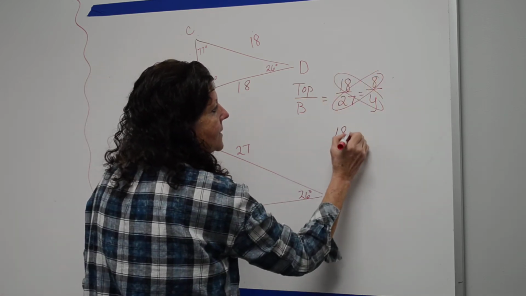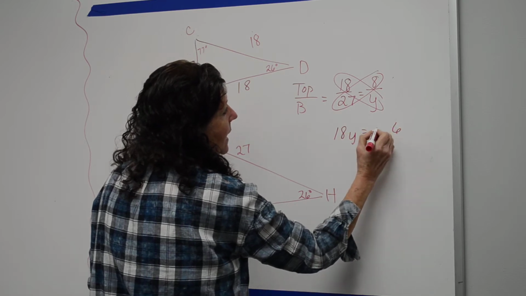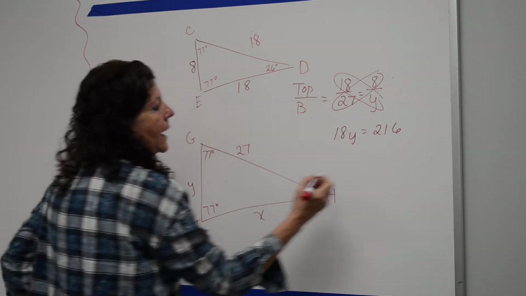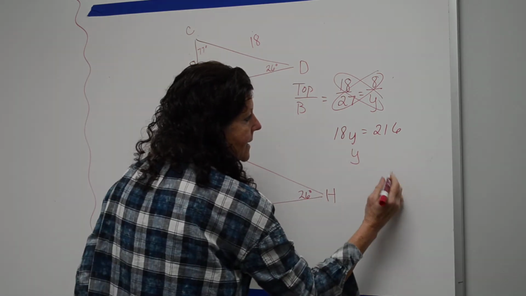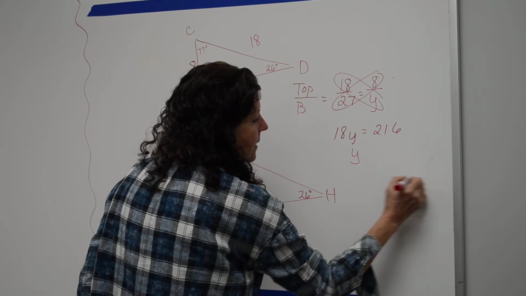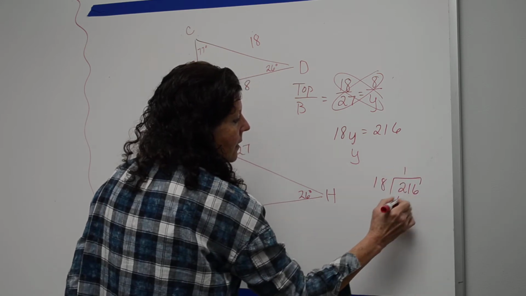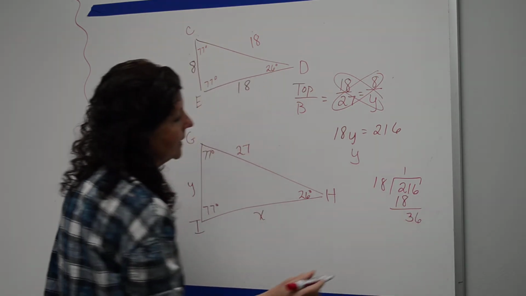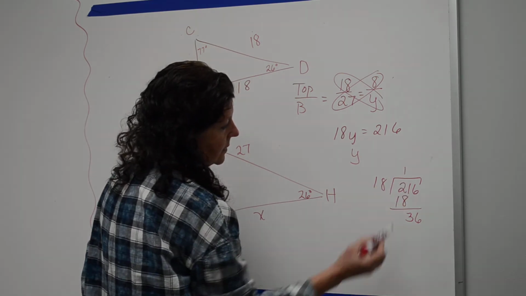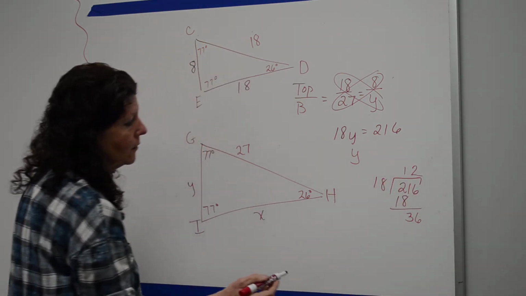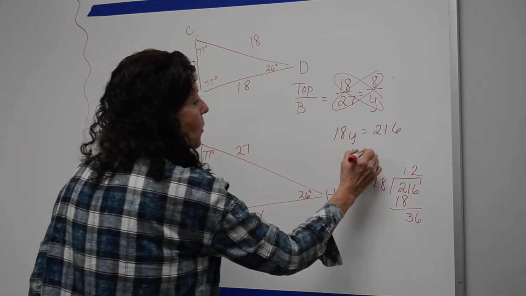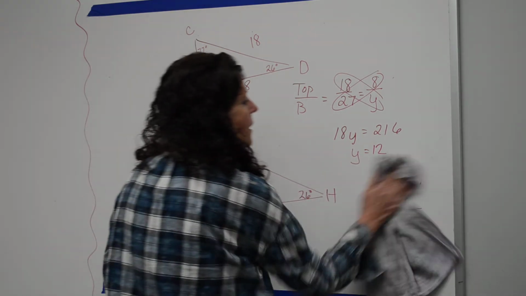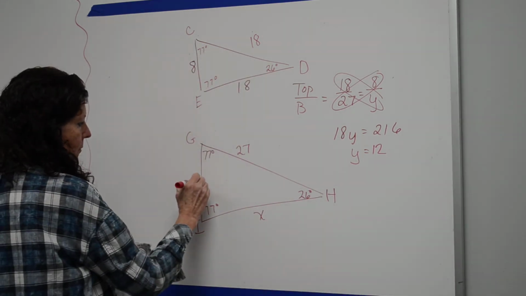And that's going to give me 18y on one side and 216 on the other side, I believe. Okay, and I'm going to divide then by 18. So I have 216 divided by 18. It's going to give me 36, which is going to go in there 12 times, okay? So y is going to equal 12. So that gives me my y value.